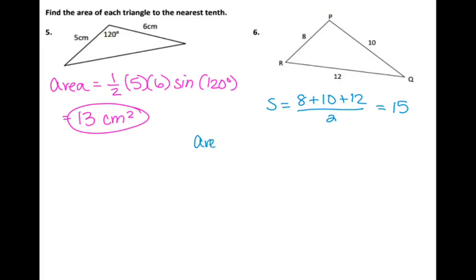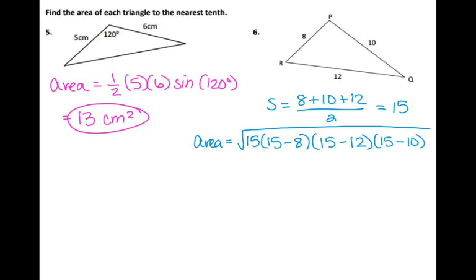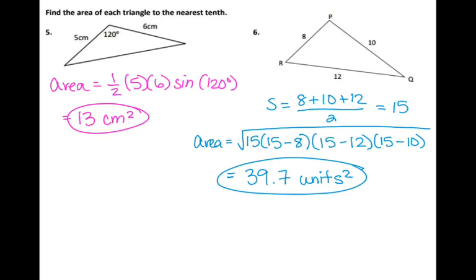Now your actual area is going to be the square root of S times S minus one of your sides times S minus another side times S minus your third side. Now take some time as you're plugging this into the calculator, because typically the only reason people get this wrong is because they're not typing in numbers correctly. So just double check as you're typing, and I get 39.7. This one doesn't have units, so I'm going to say units squared. All right, so that is area.